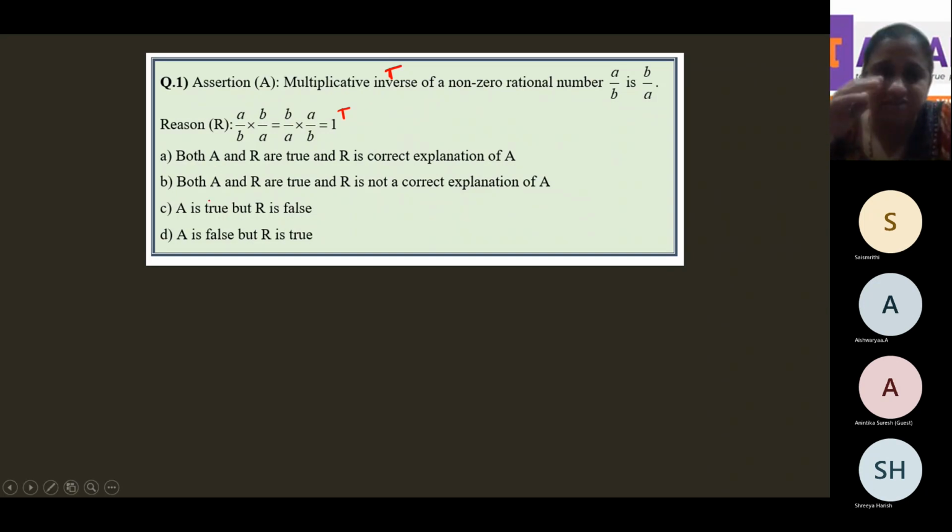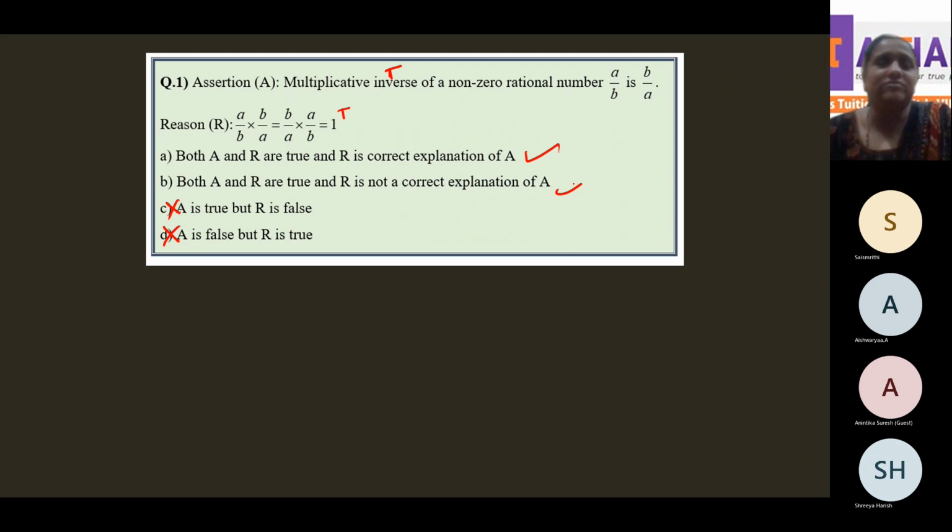Now what you will have to do is see A, B, C, D, and which of the options is not possible? This is not possible, right? A is true, but R is false. No. A is false, but R is true. This also is not possible, because both are true. Now, one of these is the correct option. Which is it?